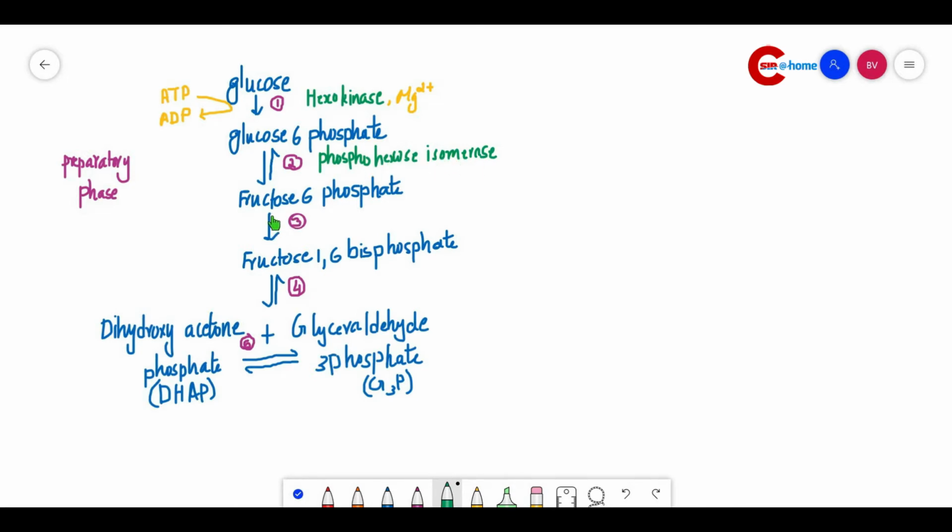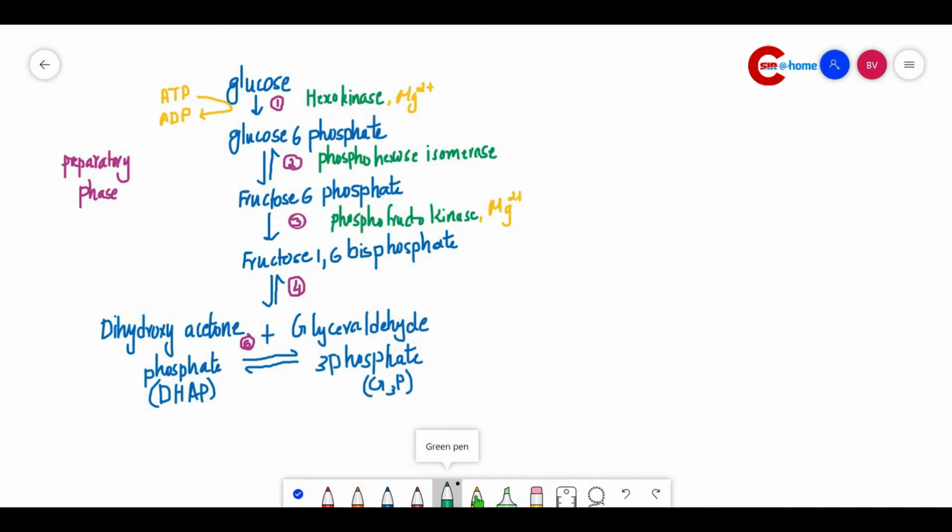Then next, fructose 6-phosphate is converted into fructose 1,6-bisphosphate. Which one is the enzyme? Phosphofructokinase. Kinase is here, so the reaction is phosphorylation. That means here also there is the transfer of a phosphoryl group between ATP and a metabolite. Cofactor magnesium 2+. Kinase always needs magnesium 2+.